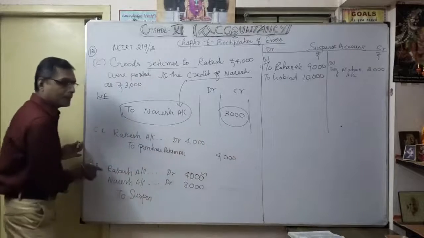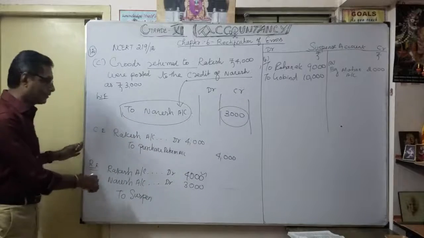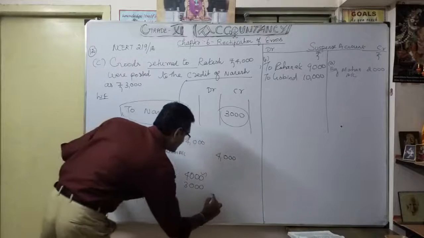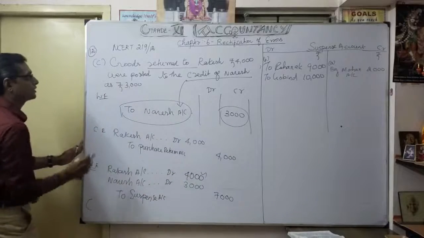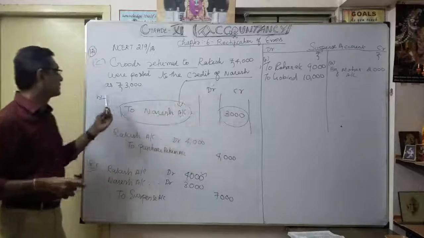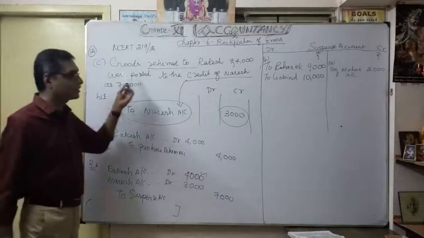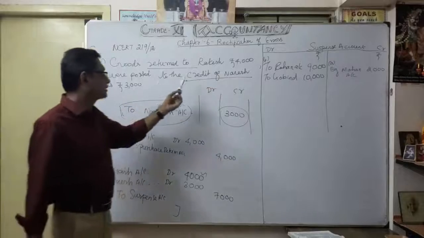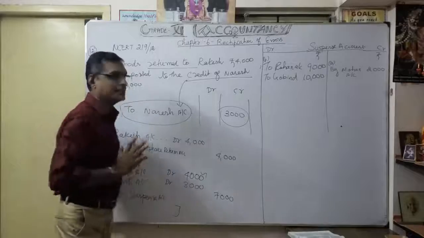Rakesh account now I have correctly debited. Then Naresh account earlier wrongly credited. Now I am going to rectify. To Naresh account 3,000. To suspense account how much? 7,000. Okay. Narration, you know, as usual. Goods returned to Rakesh 4,000 were posted to the credit of Naresh as 3,000 rectified. So narration is very important. As usual, I will write like this. Goods returned to Rakesh 4,000 were posted to the credit of Naresh 3,000. Now rectified. In the same manner you can write it here inside the bracket.